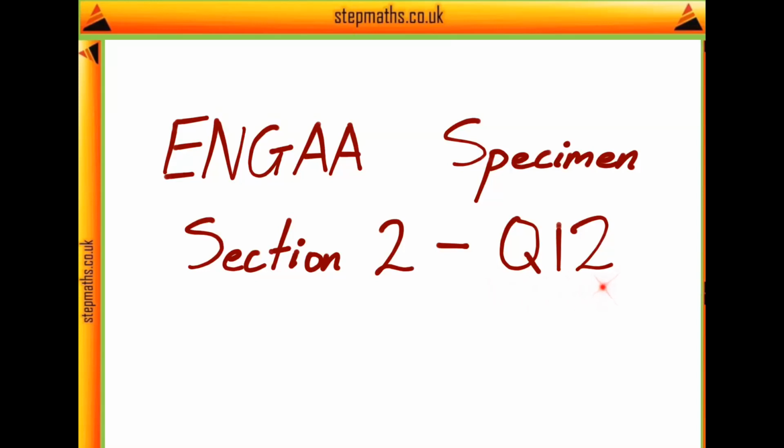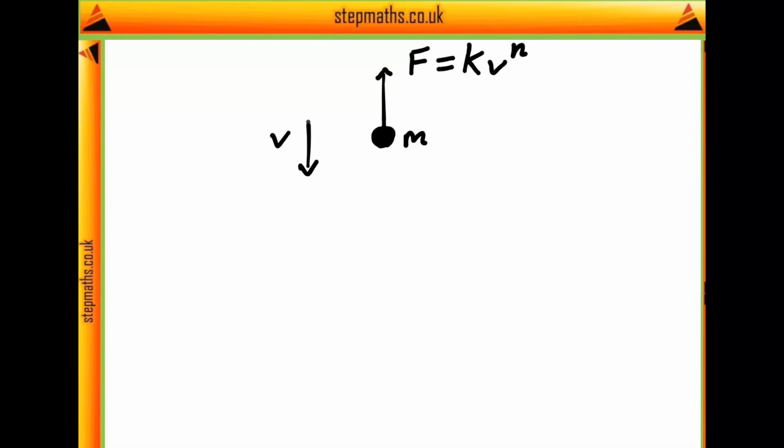Here we're going to look at question 12 from section 2 of the ENGAA specimen paper. So in this question we're told we have a mass m, which is falling down with a velocity of v. It has a resistive force acting against it, F, due to friction or air resistance, which is equal to some constant k multiplied by the velocity v to the power of n.